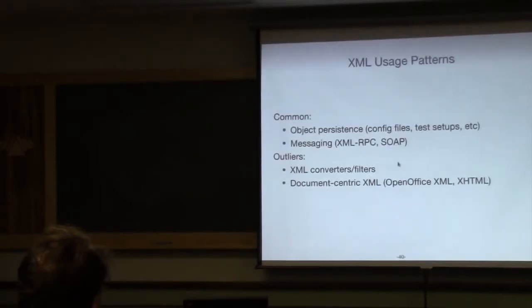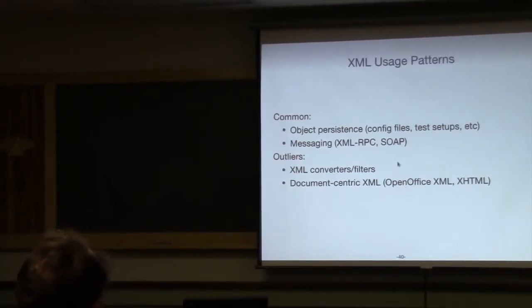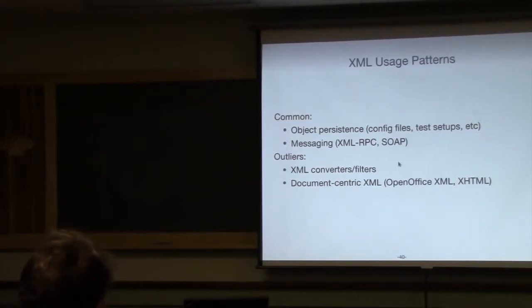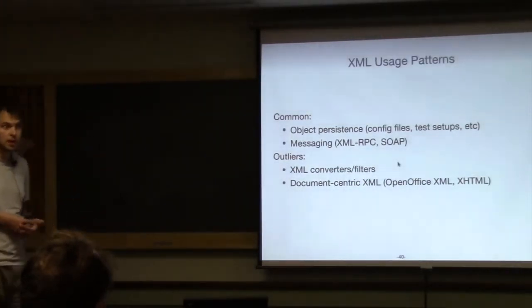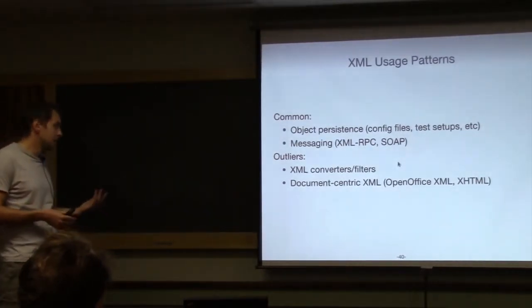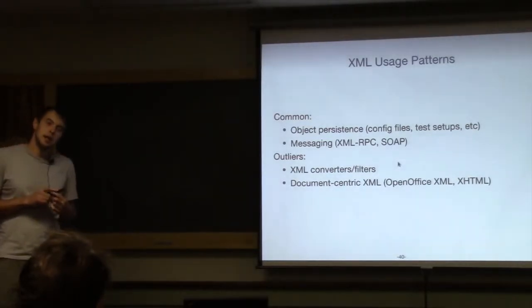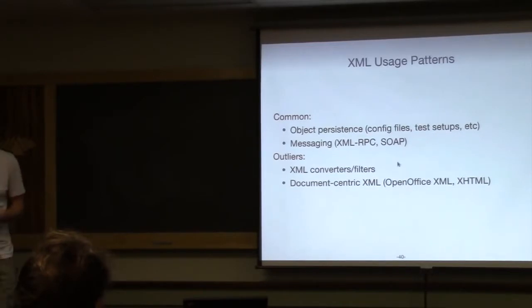Yes, so you got the right answer. The first two are very common. The other two, and especially the last one, are quite rare. Object persistence is just a label for data that describes stuff: configuration formats, test setups, game scenes, financial transactions, building cities, and so on. You would be surprised how many of these domains are actually defined formally in XML schema. I'm sure most of you have also seen XML used for messaging. Sometimes C++ is used to implement XML converters and filters, especially where speed is a concern.